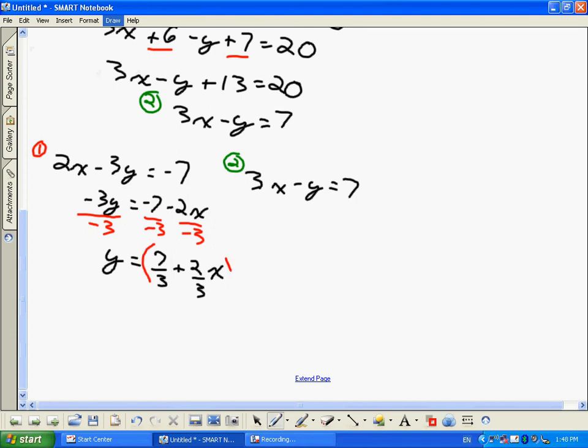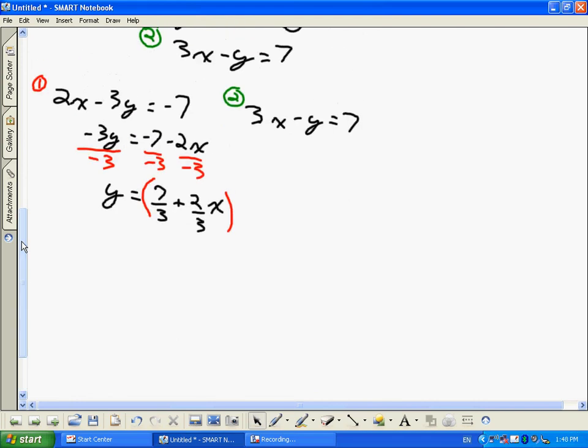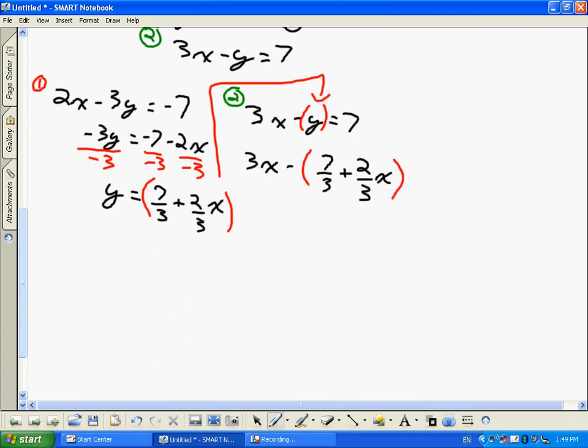So, I now have an algebraic expression for y. I'm going to plug that in for y in the other equation. So, the next equation says 3x subtract 7 over 3, 2 over 3x equals 7.